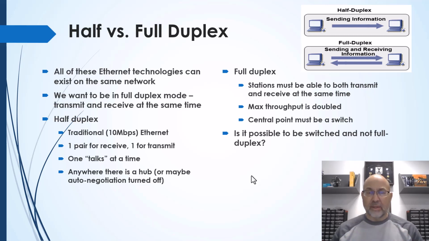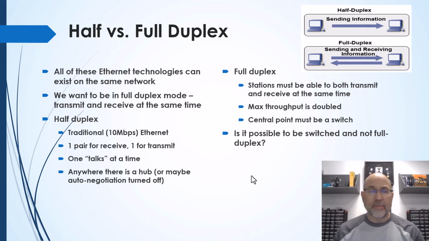Full duplex means that both sides can transmit at the same time because we're using different pins to send those transmissions. I can send to you on one set of pins, you can send to me on another set of pins, and we can double our max theoretical throughput. But of course, to do this, you need a switch at the center. You can't have a hub. Now, it is possible to be switched and not full duplex for a number of reasons. It might be turned off. You might have a problem, or somebody might have stuck a hub in there somewhere in your switch topology.